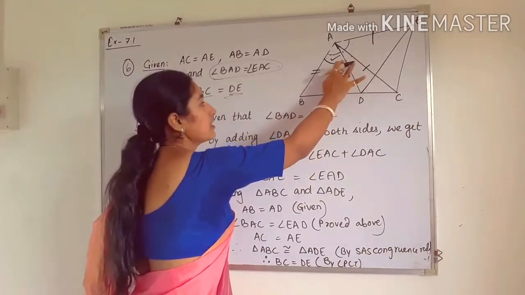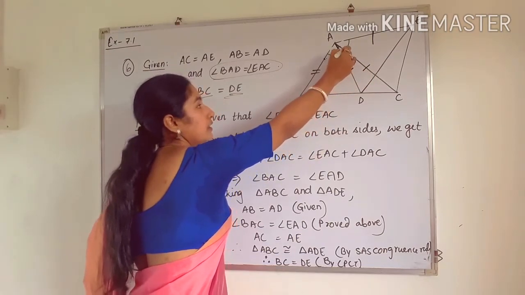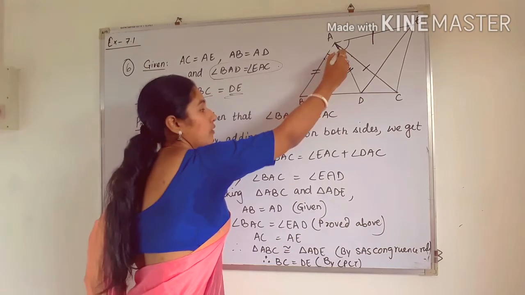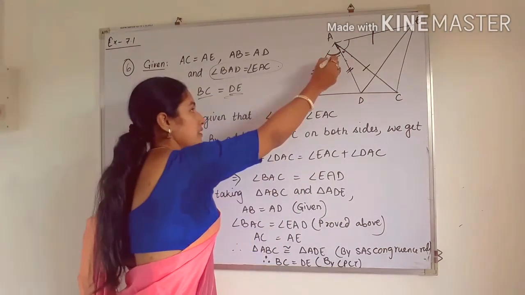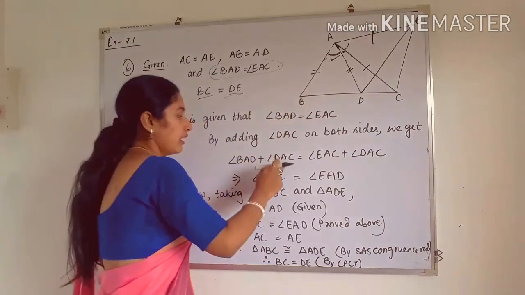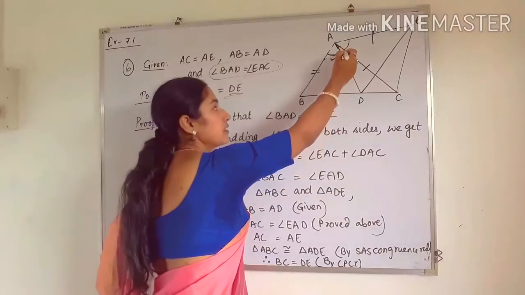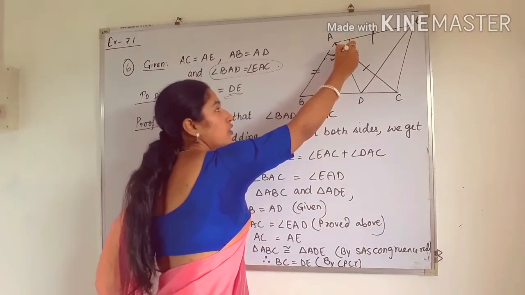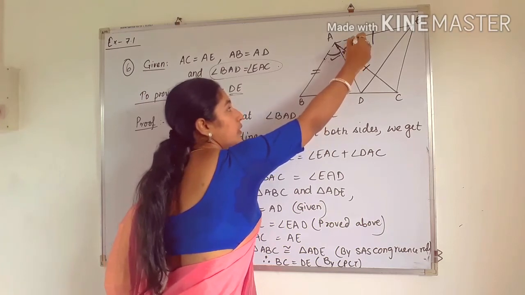So angle DAC is which one? This part is angle DAC. See, this angle we will add to this angle. So I am adding it to angle BAD, that is, to this angle. Similarly, I am also adding the same angle DAC to this angle, so that when we add these two, it will become this one.